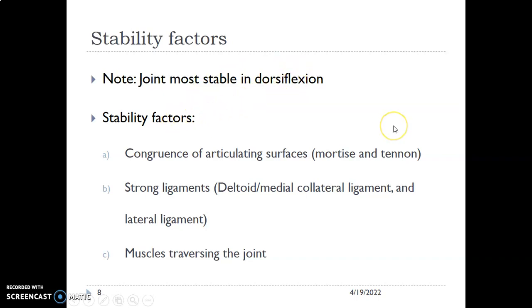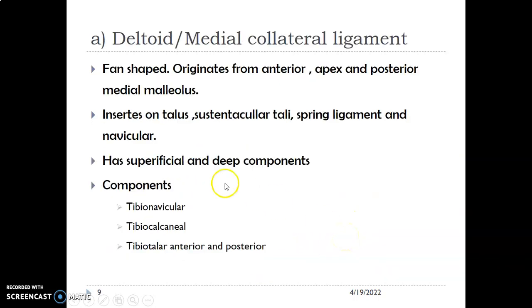What are the stability factors? The articulating surfaces are congruent. So you have the talus that fits onto the socket, the mortise. Then we have strong ligaments. Medially, you have the deltoid ligament, which is a medial collateral, and laterally, we have a lateral ligament. So these strong ligaments stabilize the joint. Then we have muscles that traverse the joint. These also offer the joint some stability.